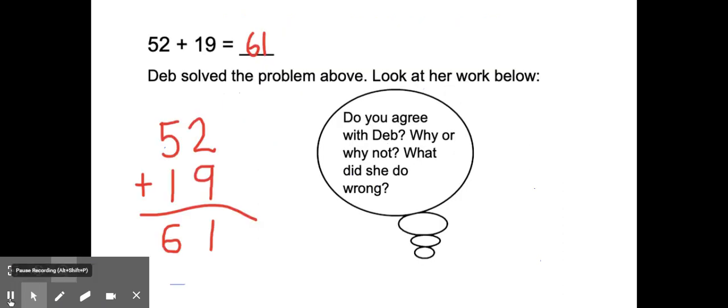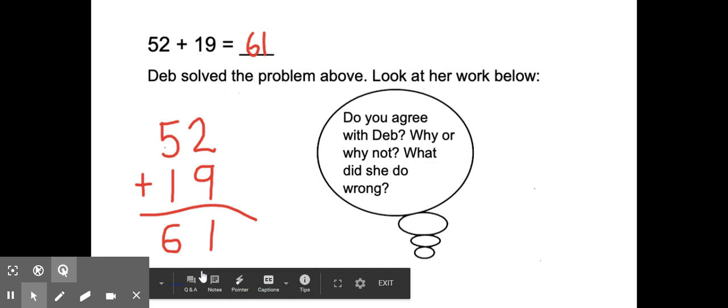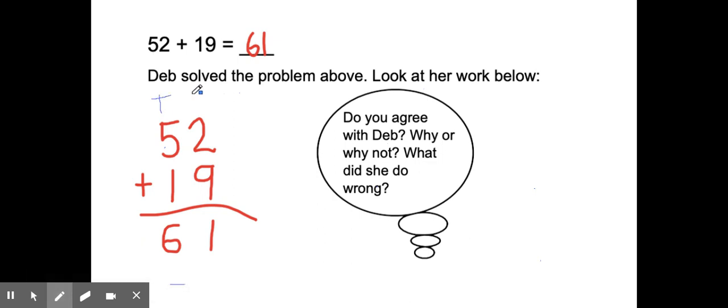Deb solved the problem above. Look at her work below. The equation says 52 plus 19 equals 61. I see that Deb decided to write a vertical equation. She lined up the ones and she lined up the tens. So here she wrote her tens. I'm putting a T for tens. And here she wrote her ones. She wrote a vertical equation.